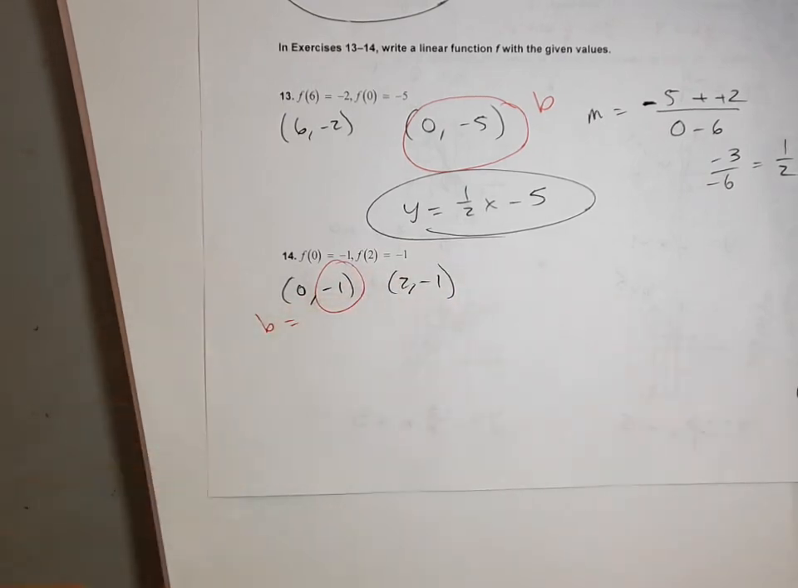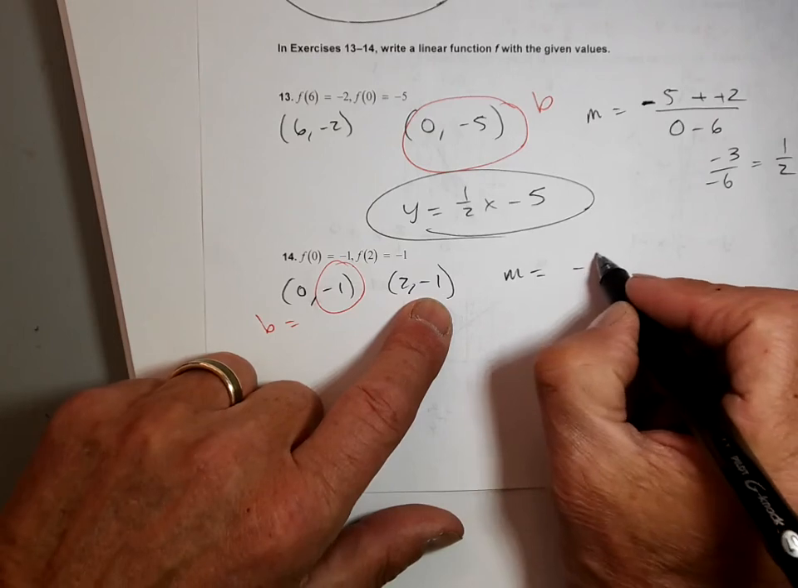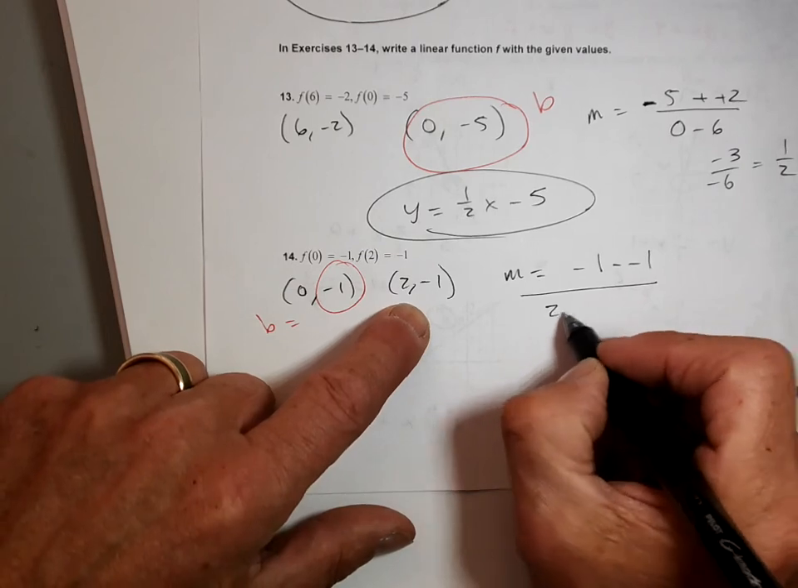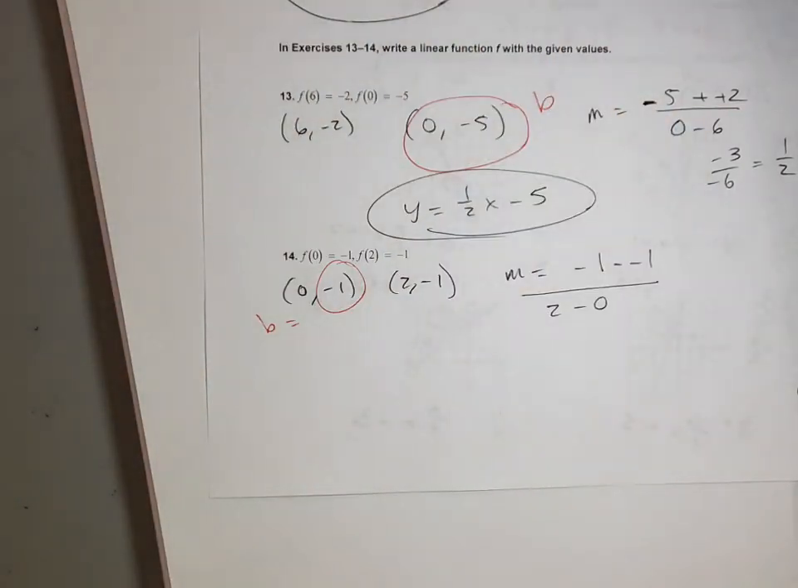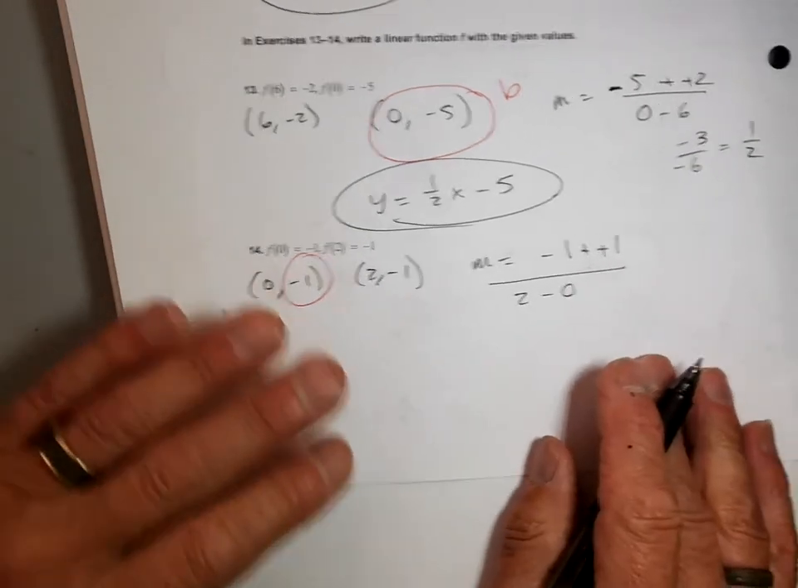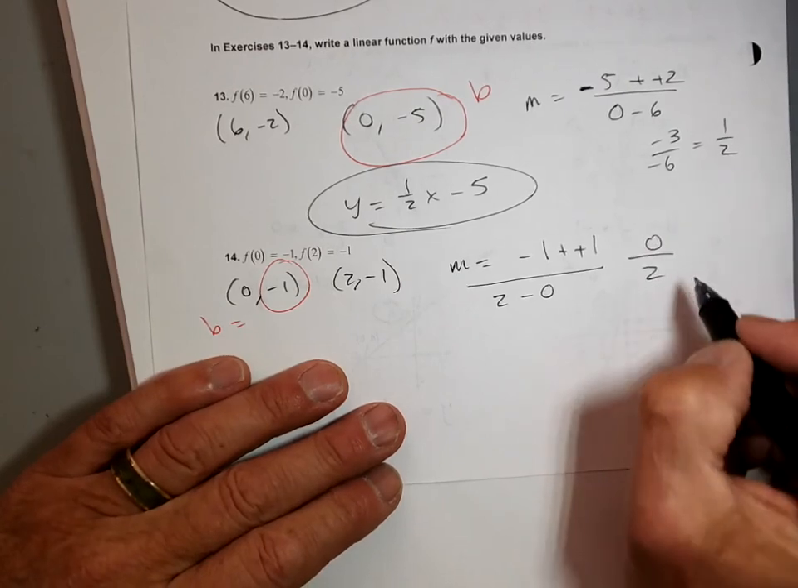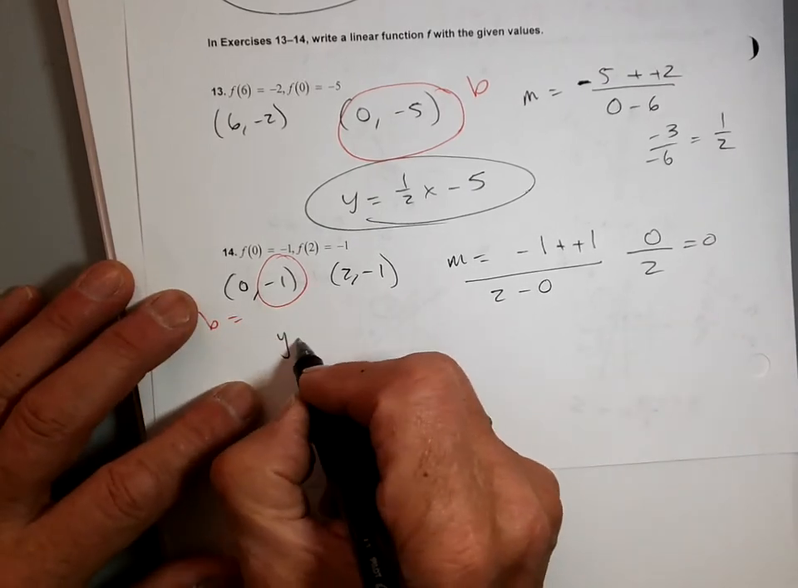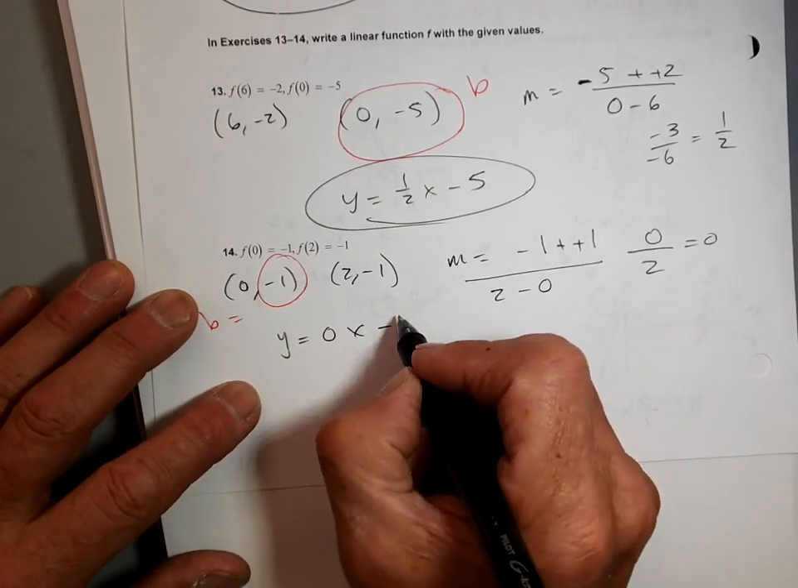Now my slope, here we go. My slope is negative 1 minus a negative 1. Double negative, right? Over 2 minus 0. So again, this one subtract this one. This one subtract the negative 1 makes a positive. Yeah, you're ahead of me. I like that. And then this one minus this one, okay? So Braden's right. Double negative makes positive. Negative 1 plus 1 is 0 over 2, right? Which is 0. So my equation is y equals 0x minus 1.